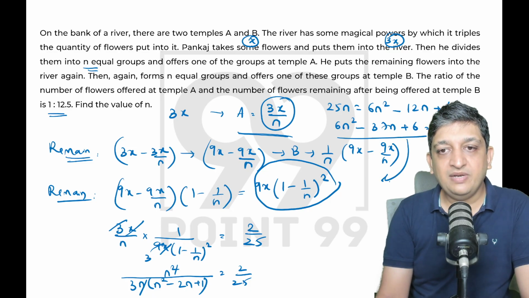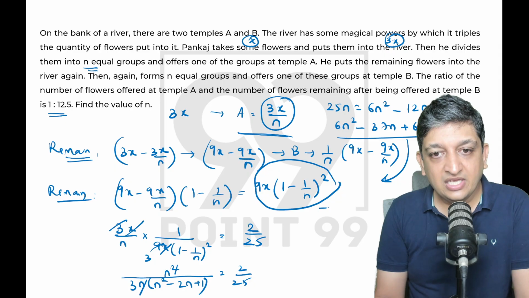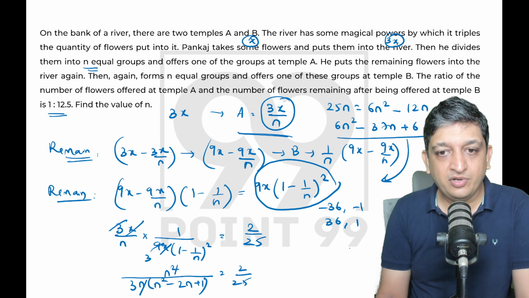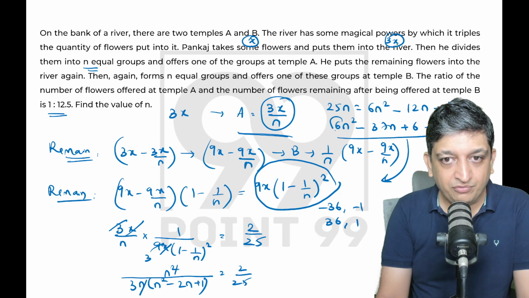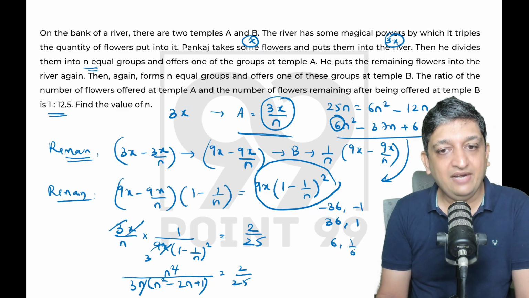Now I know how to split this. I need the product to be 36. I need the sum to be minus 37. So the split will be minus 36 and minus 1. If I switch the signs, I am going to get 36 and 1. And I will have to divide it by the coefficient of x square or n square in this context, which will give me 6 and 1 by 6.